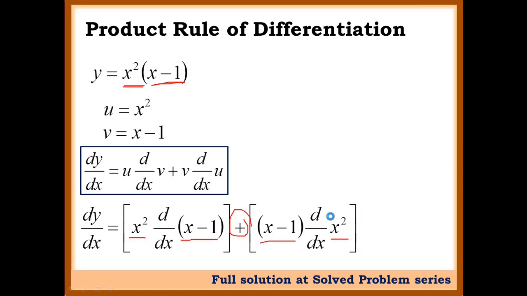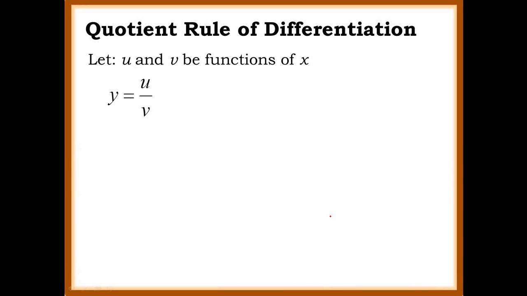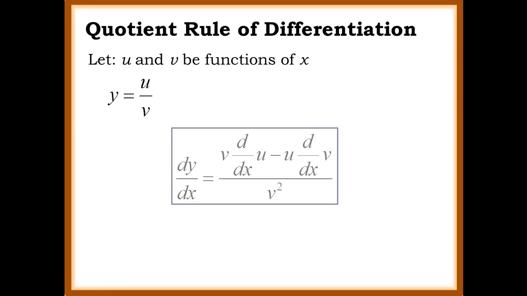Next, let us proceed with the quotient rule of differentiation. Kaya sa quotient, we divide our function of x u and function of x v. We let u and v be functions of x, and then to get their derivative, this is the formula. Medyo mas komplikado siya kumpara dun sa una, pero kaya rin naman siyang sauluhin.